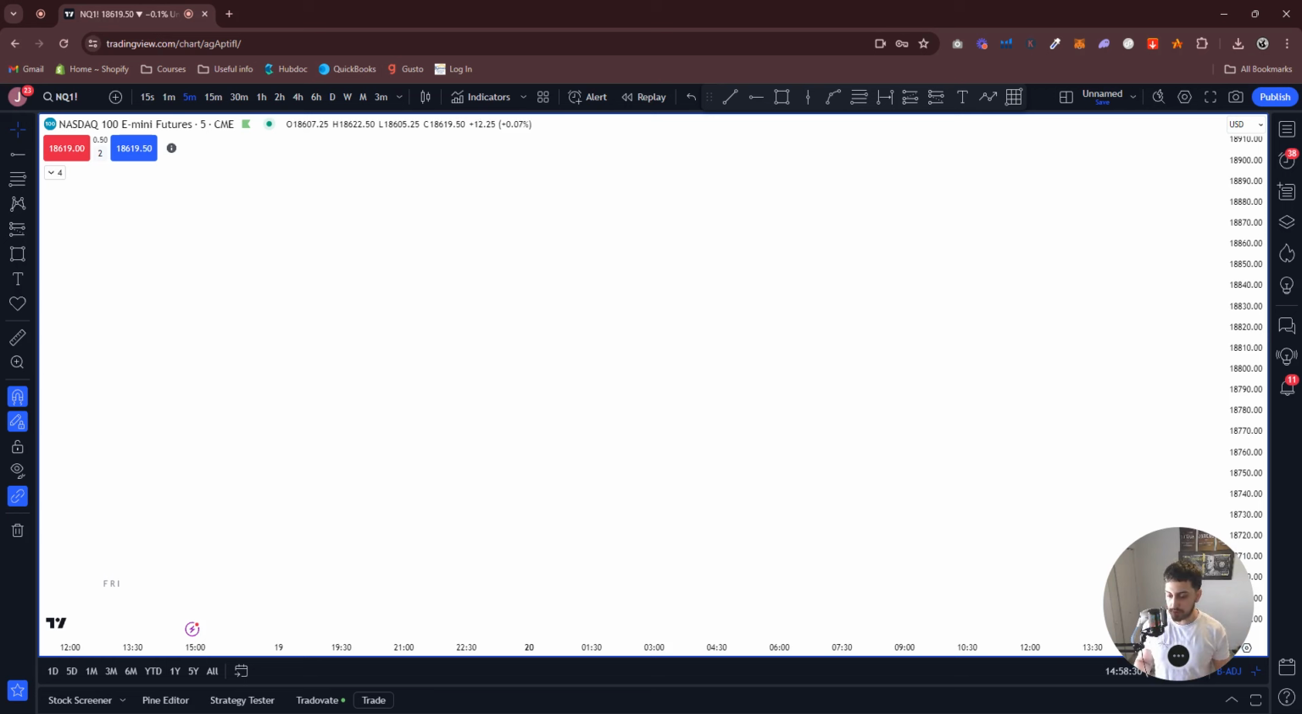It's one of my favorite models as well because it's very straightforward, very simple, very easy to catch when you know you're drawing liquidity. And again, that's the basis for everything: drawing liquidity. But yeah, let's get into it. So the unicorn model is very, very simple.